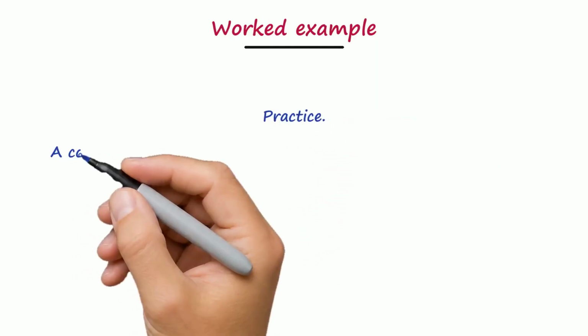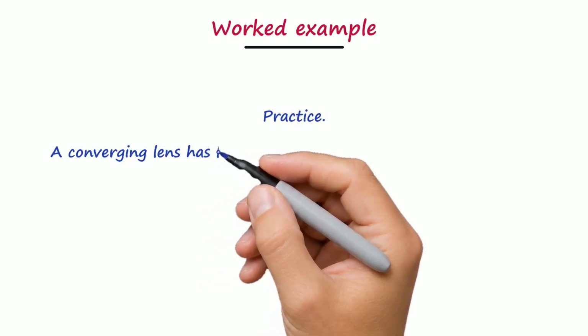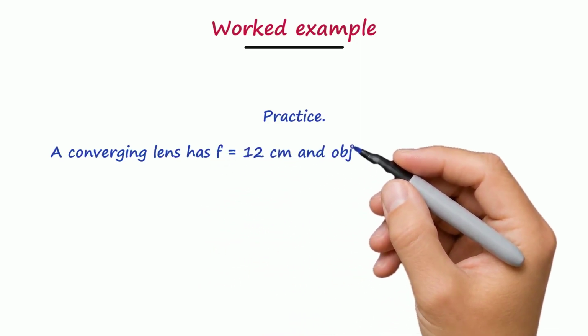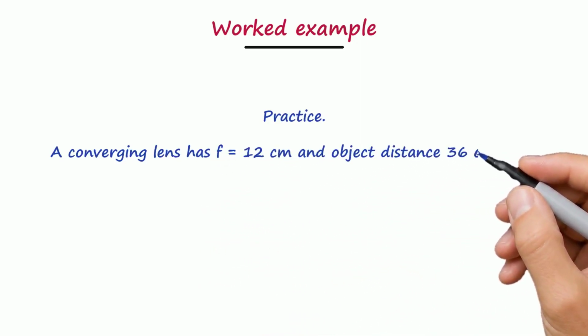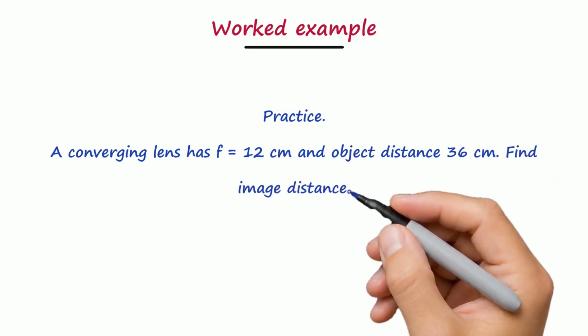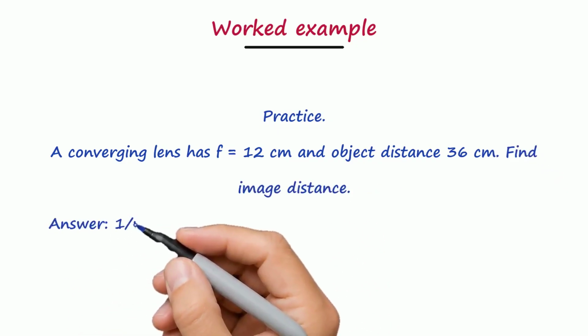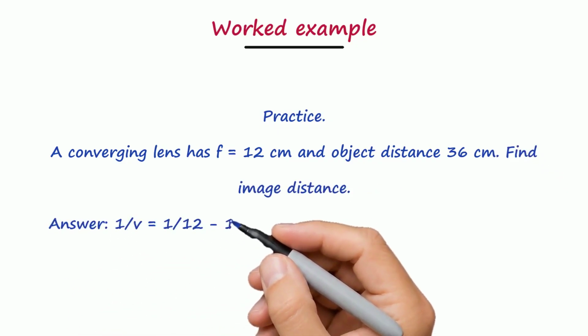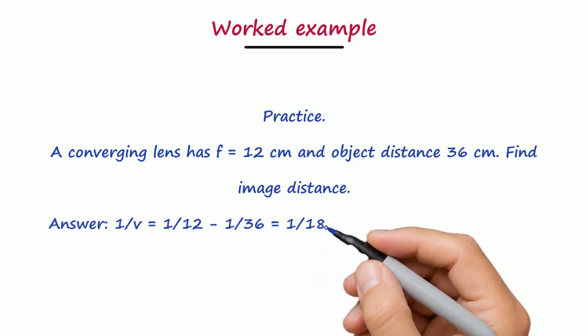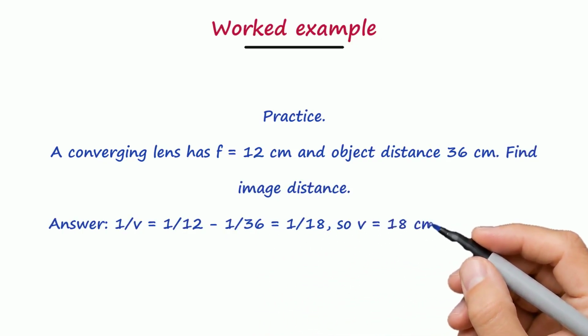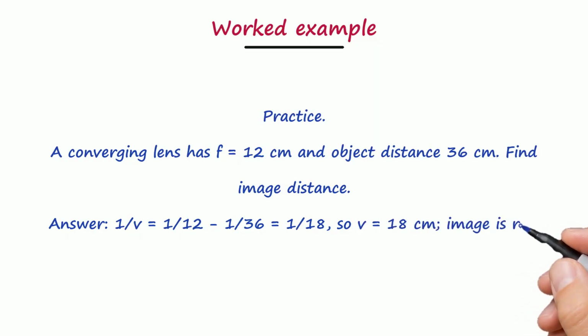Practice. A converging lens has f equals 12 cm and object distance 36 cm. Find image distance. Answer: 1/v equals 1/12 minus 1/36 equals 1/18, so v equals 18 cm. Image is real and inverted.